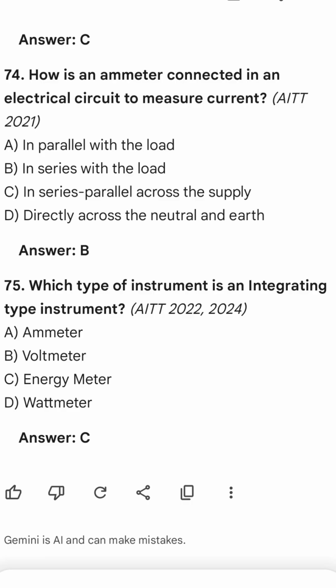Question number 75. Which type of instrument is an integrating type instrument? AITT 2022 and 2024. A. Ammeter, B. Voltmeter, C. Energy meter, D. Wattmeter. Option C is the correct answer.